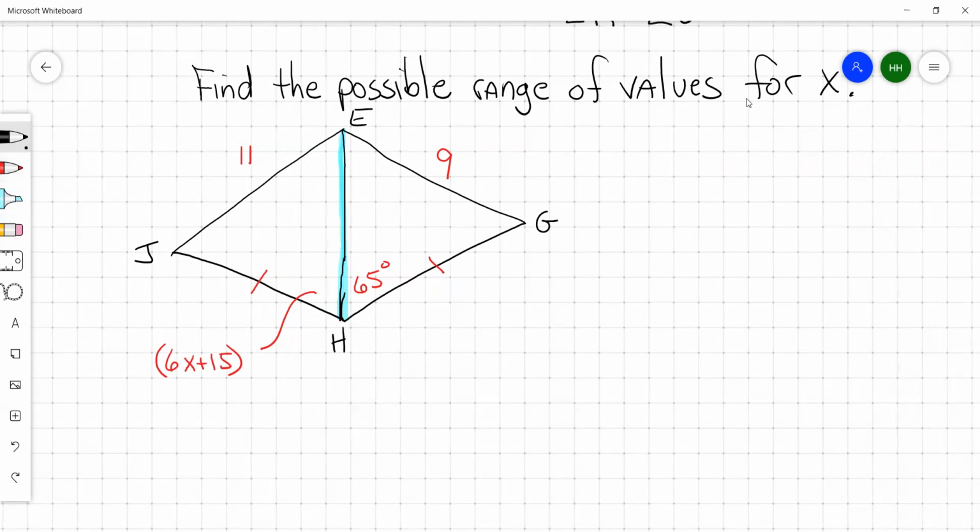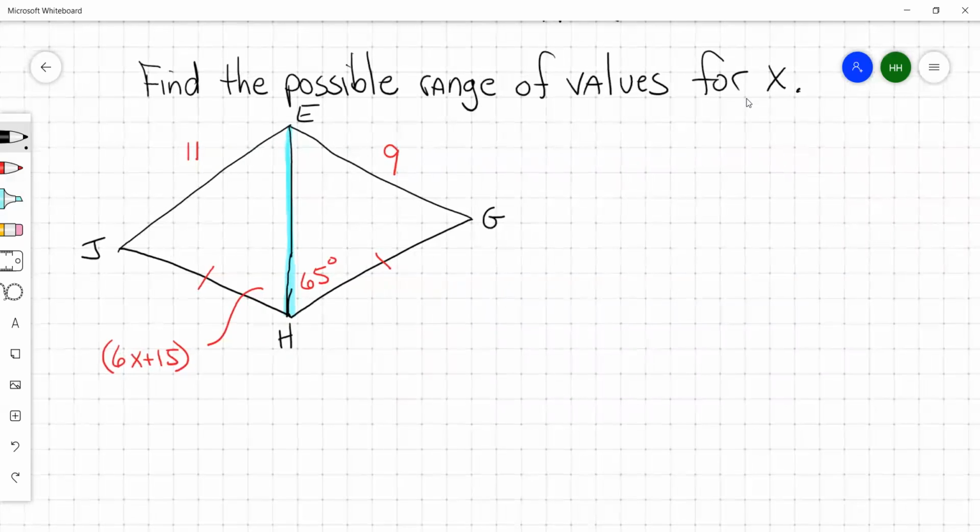So now, when you're finding a possible range of values for x, we did this yesterday, we have to write a compound inequality. The first thing we have to do is compare these angle measures to each other. This 65 is across from a 9. The 6x plus 15 is across from an 11. So the 65 is going to be smaller, isn't it? The 65 degree angle is going to be smaller than the 6x plus 15 angle.